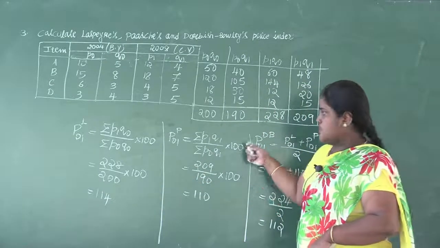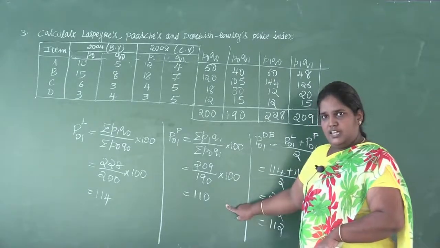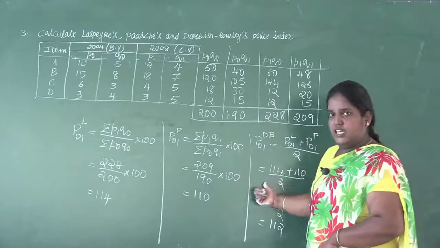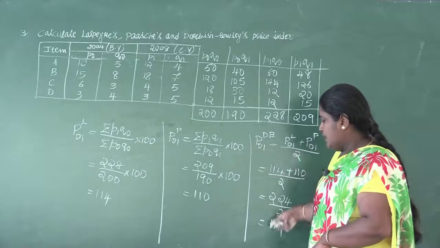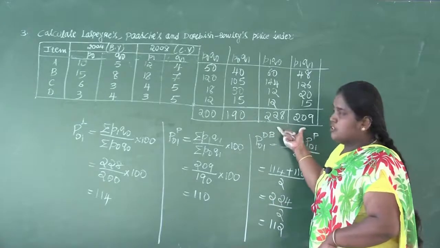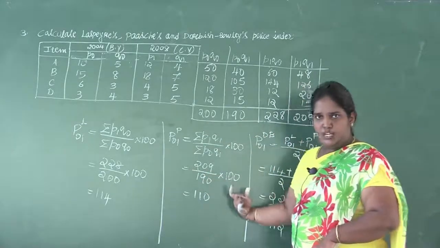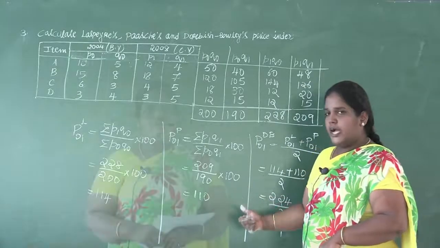Similarly for the Paasche's, formula 1 mark, answer 1 mark, 7 and 8. And Dorbish-Bowley, again it is the same thing, formula 1 mark, answer 1 mark. So 9 and 10. So 4 marks for the totals, 2 marks for each method, that is the formula and the answer.